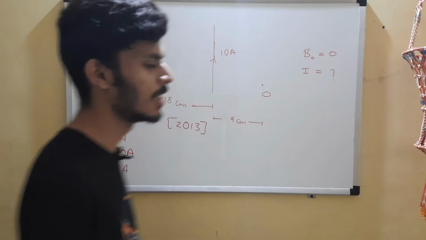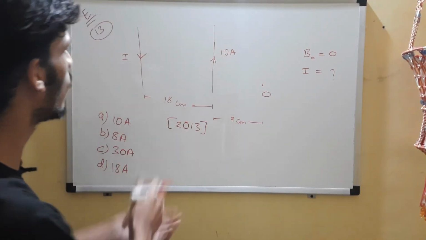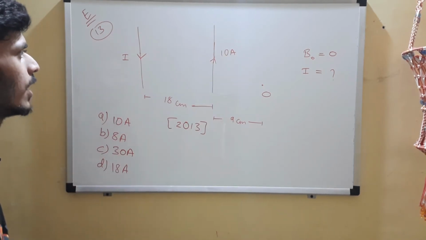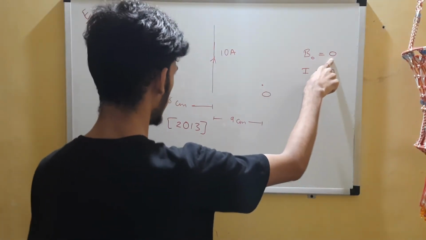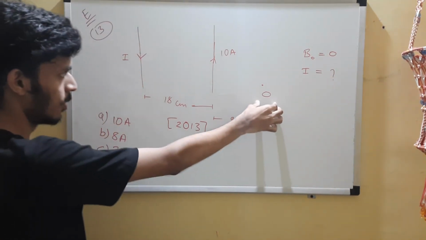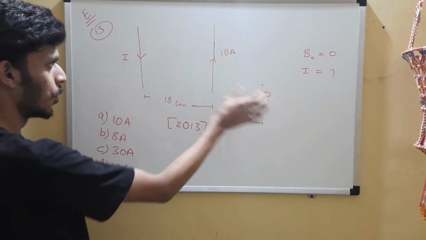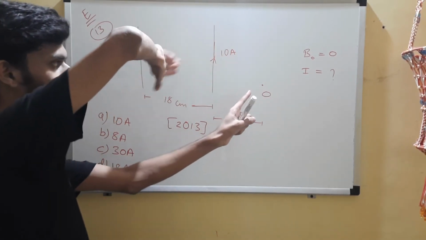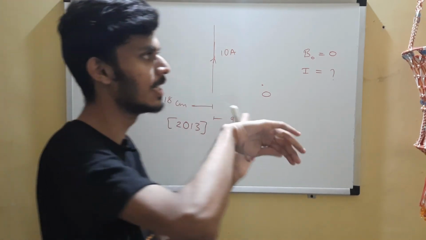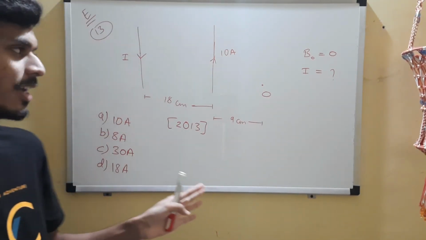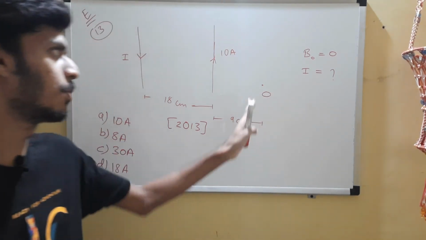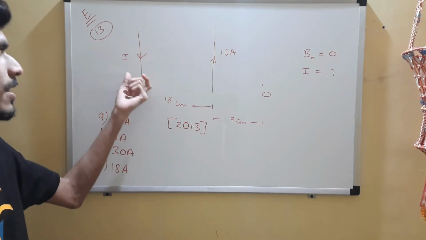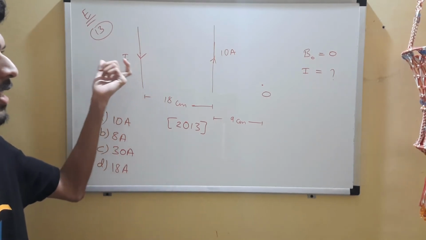Question 13 over here. In this question, you are given two infinitely long current carrying wires, spaced this way as shown. It is given that the magnetic field at point O is 0. You can see that the magnetic field at point O due to this wire is inwards, right? And due to this wire at O, the field is outwards. So these two fields have opposing effects and completely cancel out at point O. So you are supposed to find the current in this wire, the value of this I.